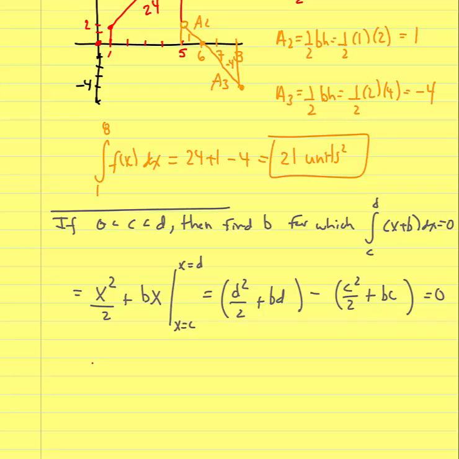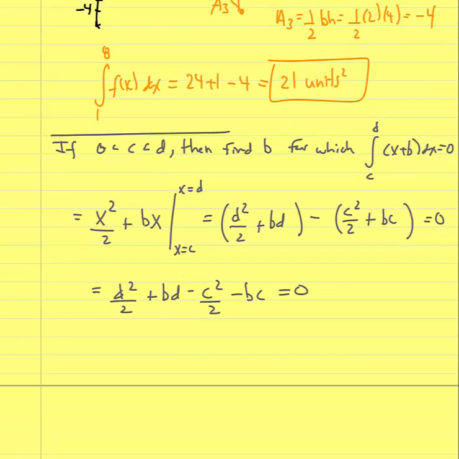Okay, so let's go ahead and simplify this. I get d squared over 2 plus bd minus c squared over 2 minus bc. The negative distributes and I get equal to 0. Now what I'm asked to do here is to solve for b. So again, my directions, find b. So I want all my b's on one side, everything else on the other. So I have bd minus bc equals c squared over 2 minus d squared over 2. I can factor out a b on the left.